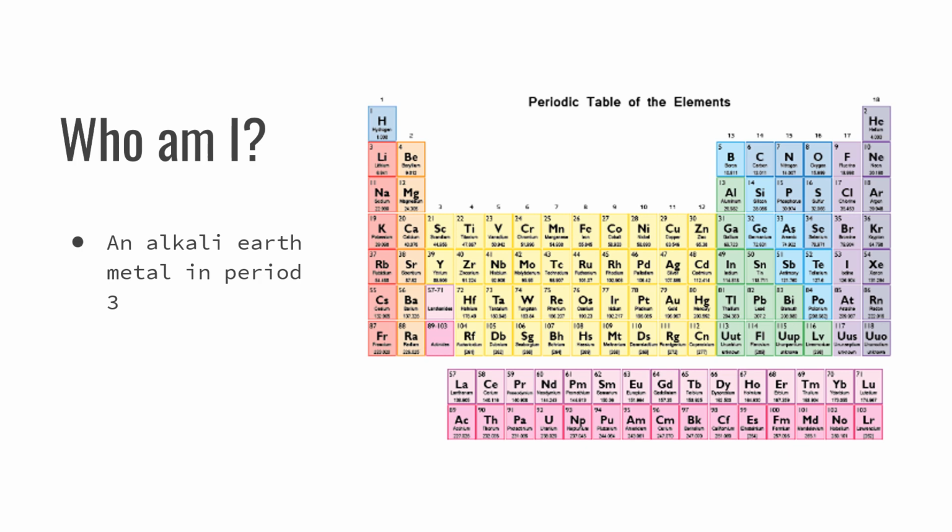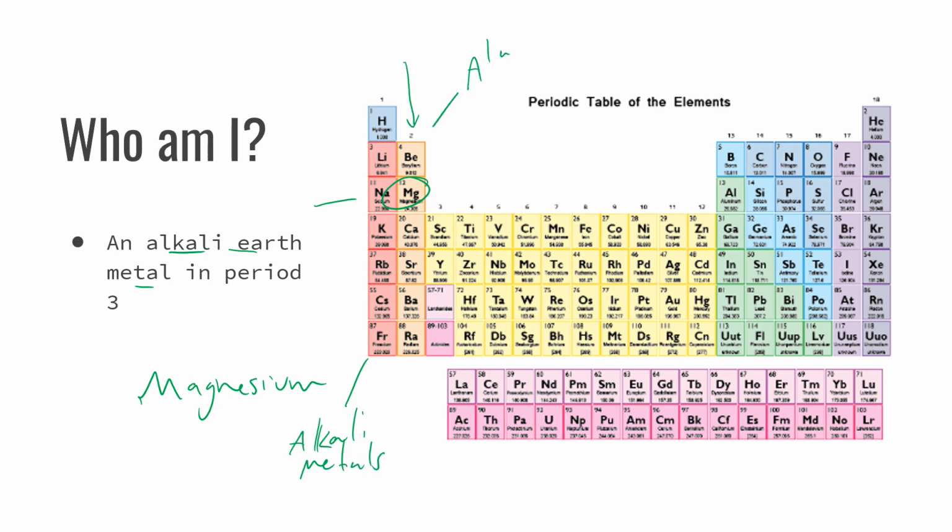If you want to find this out, this says an alkaline earth metal in period 3. Your alkaline earth metals are right here. Period 3 is right there. That answer should be magnesium. Just the different places on the periodic table. Just understand that we have these, which are called alkali metals. Group 2 is called alkaline earth metals.